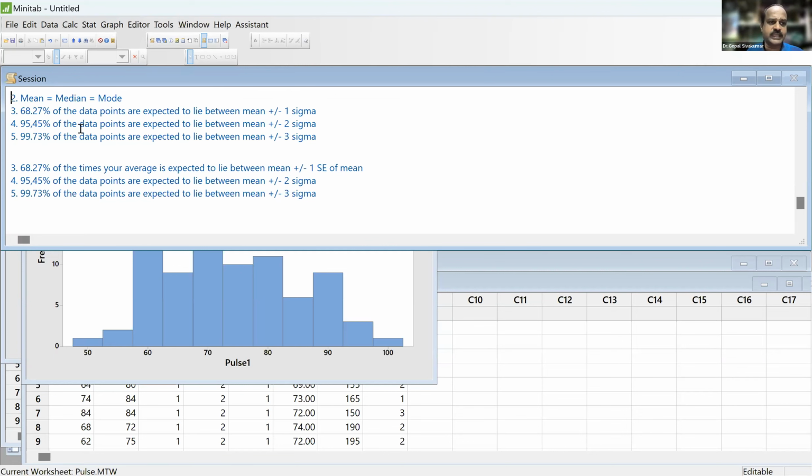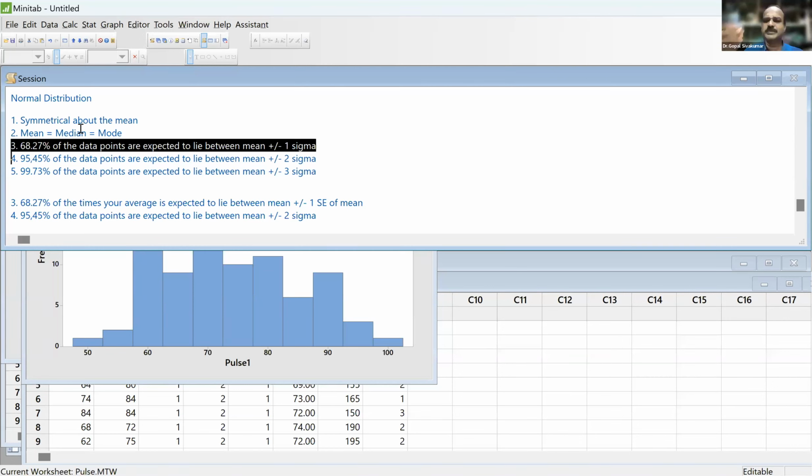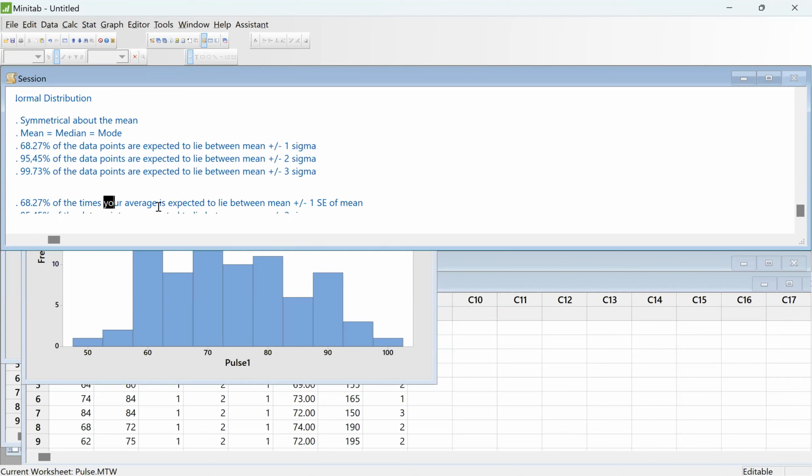Earlier, what is it that I have written? 68.27% of data points. Data points means any single value, any data you take, that is expected to be between mean plus or minus 1 sigma. But now, instead of single data, what have I written here? Your average. There is a difference now. This time you are not going with one sample, you are going with multiple samples.